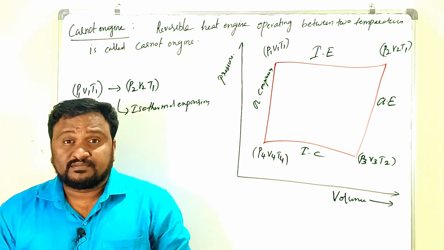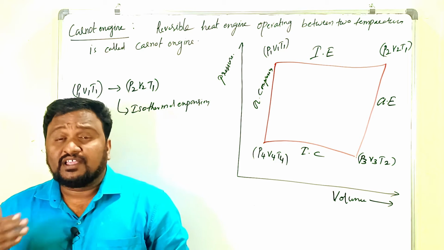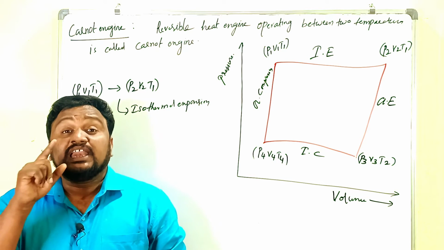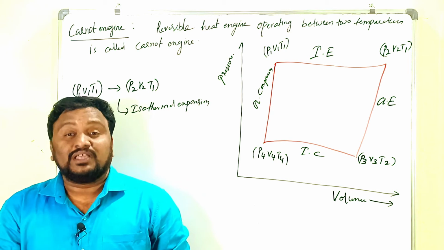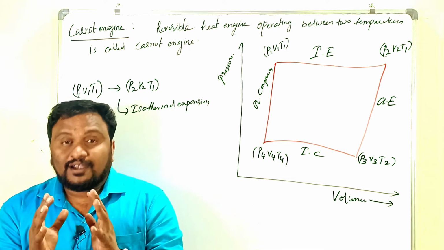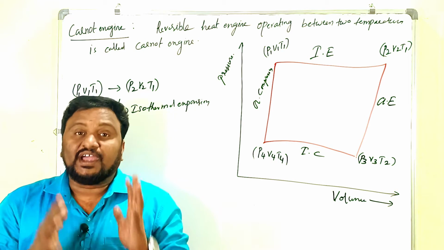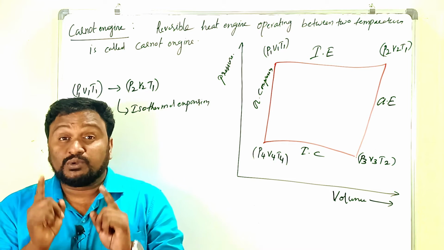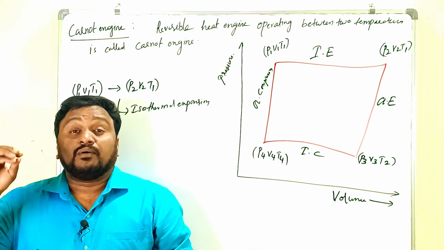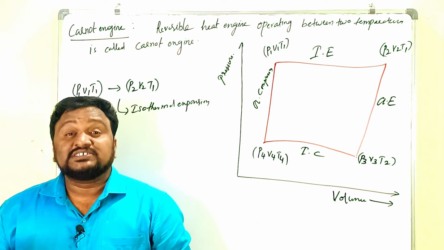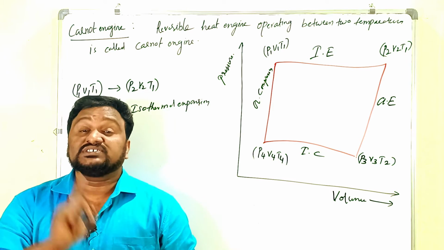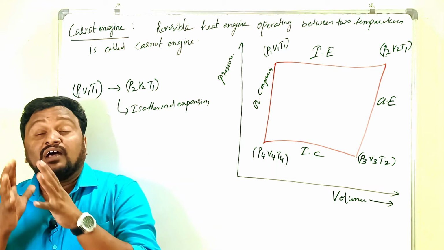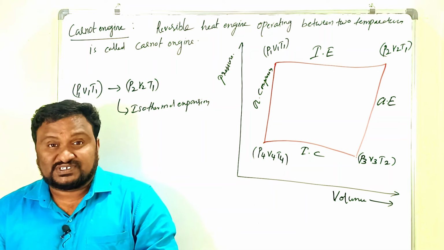What is Carnot engine? Carnot engine is nothing but a heat engine that can be operated at two temperatures in reversible process. Clear? I already explained what is heat engine and what is refrigerator, how they work, in previous videos. That's why you have to check the playlist. The heat engine that is operated between two temperatures in reversible process is what we call Carnot cycle or Carnot engine.